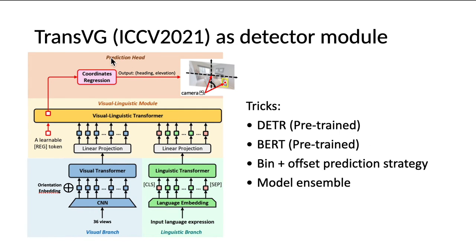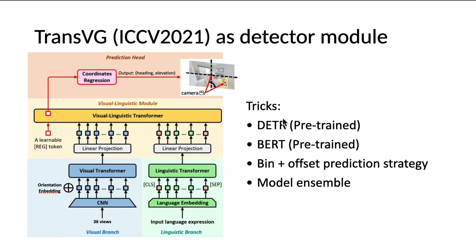As for the reference model, we slightly modify the original version of TransVG to make it adaptable to the task. The task requires outputting the heading and elevation of the target from the panoramic view. We alter the output to regress the target heading and elevation. We also add the orientation embedding of each viewpoint in the visual branch.